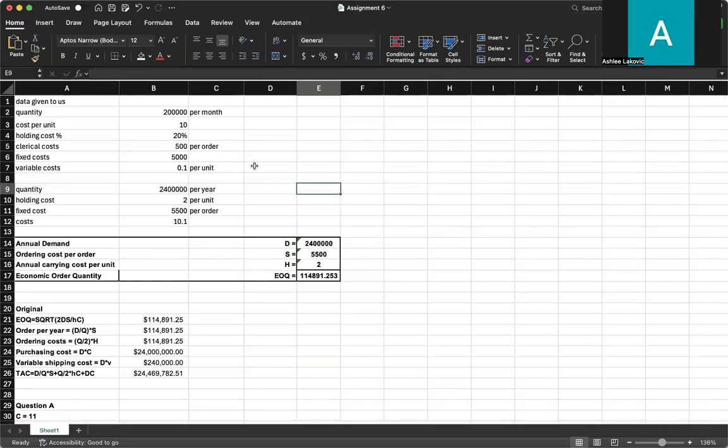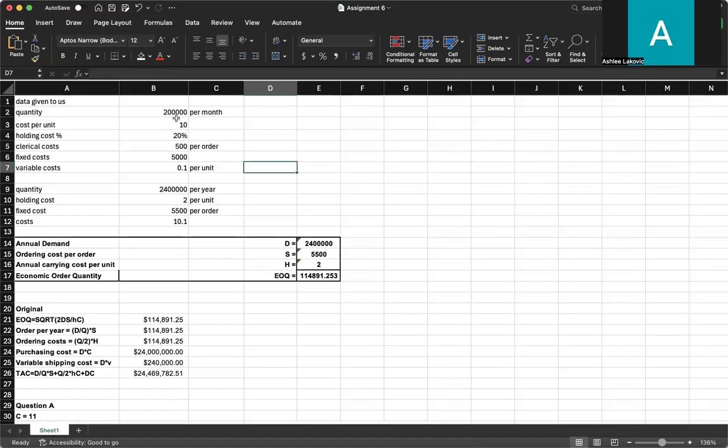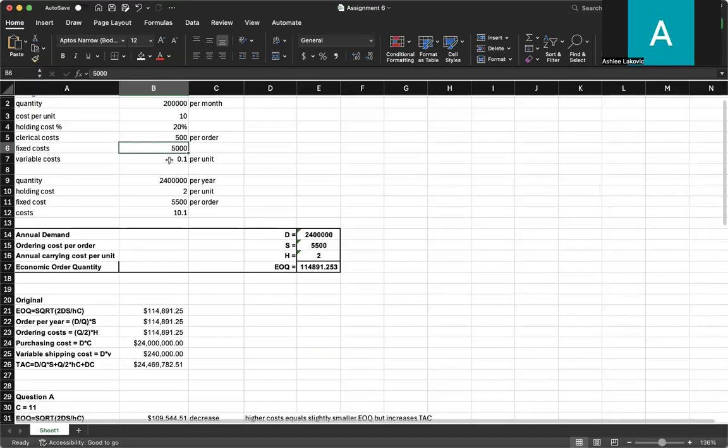Hello, everyone. So today we're going to be talking about assignment 6. Looking at the data given to us for Target, we can see that the quantity is 200,000 per month. Cost per unit is 10. Holding cost percentage is 20%. Clerical cost is $500 per order. Fixed cost is 5,000, and variable costs are 10 cents per unit.